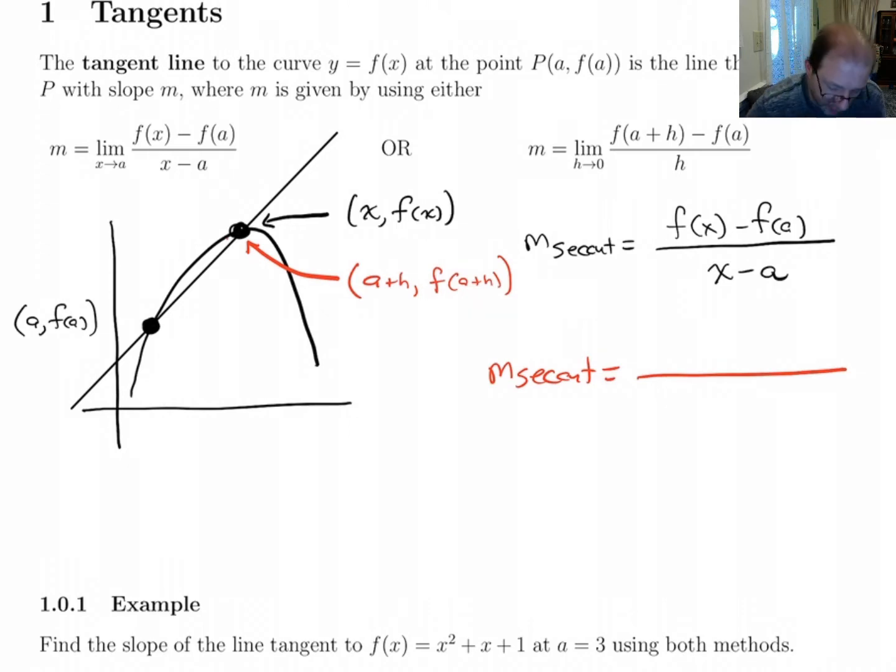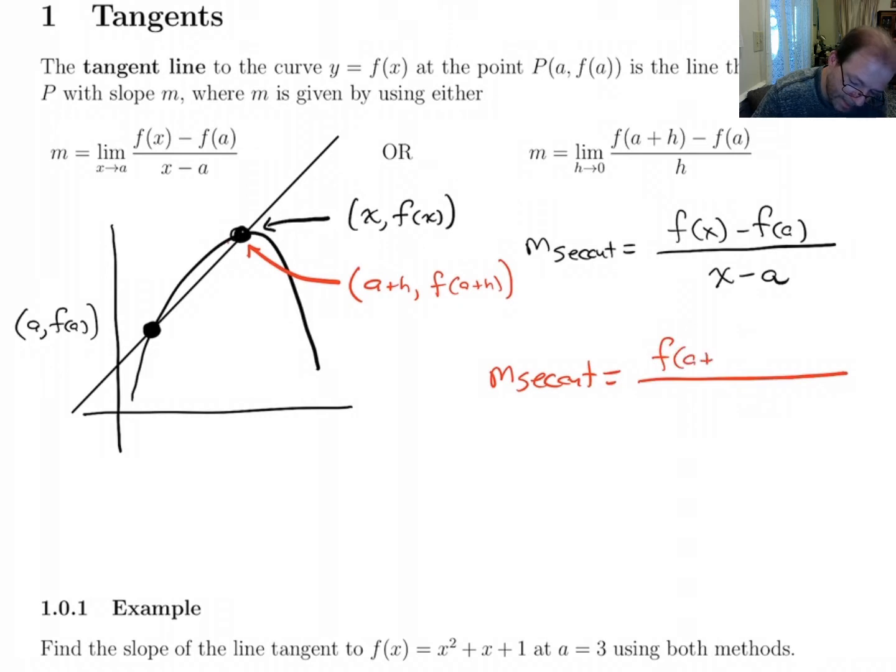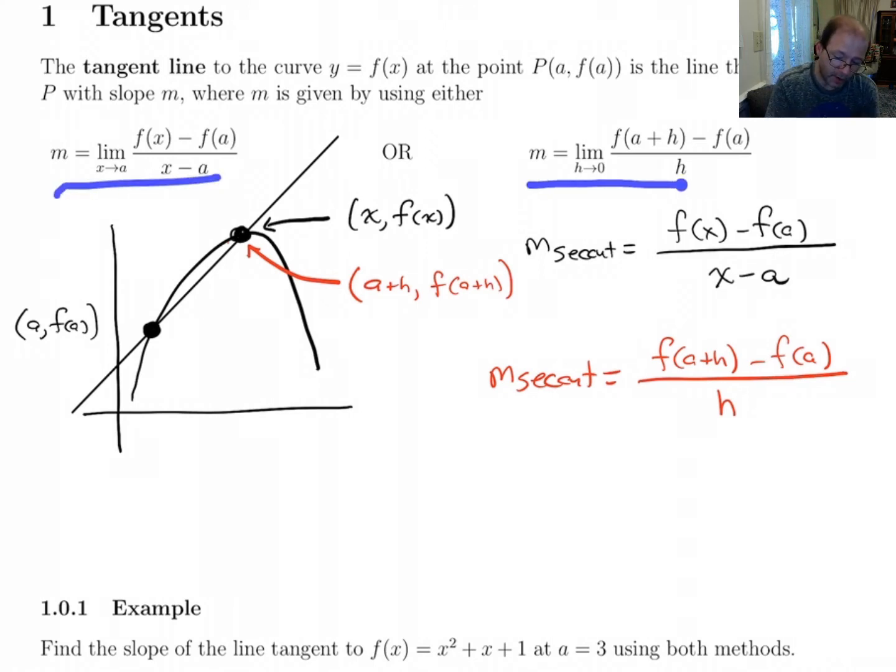But this time, if we put this together, we're going to have f of a plus h minus f of a for the change in y. And on the bottom, we're going to have a plus h minus a, or in other words, just h. So these are two different ways we can come up with the formula for the secant. On this one, if you take this point and move it toward here, a plus h is approaching a, or in other words, h is approaching 0. So we can use either one of these two formulas to come up with the slope of the tangent line.